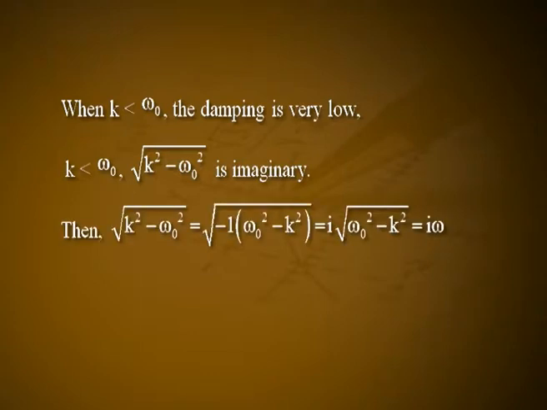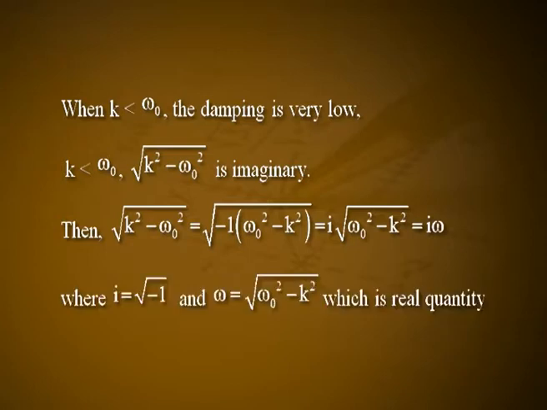If k is less than ω₀, then √(k² − ω₀²) is imaginary. Then √(k² − ω₀²) = √(−1)·√(ω₀² − k²) = i√(ω₀² − k²) = iω, where i = √(−1) and ω = √(ω₀² − k²), which is a real quantity.